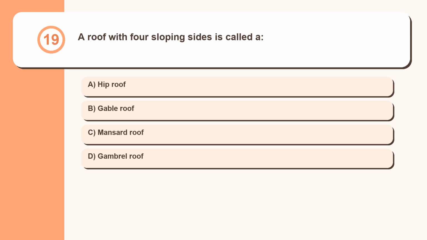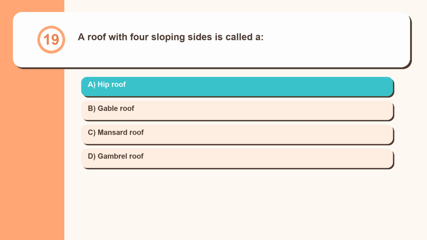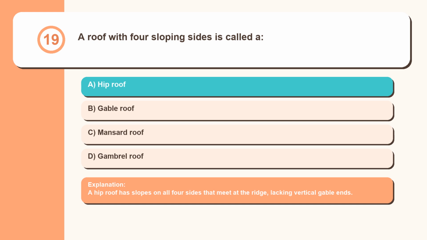Question 19. A roof with 4 sloping sides is called a hip roof, gable roof, mansard roof, gambrel roof. A hip roof has slopes on all 4 sides that meet at the ridge, lacking vertical gable ends.